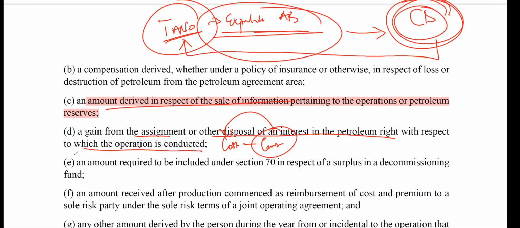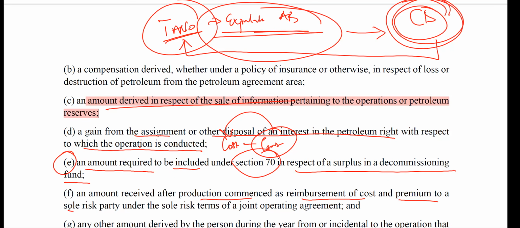Yes, sir. But look at the E part. It says an amount required to be included under section 70 in respect of a surplus in the decommissioning fund. So once there's a surplus, it shall be added to your income because it is treated as an income here and therefore will be taxed. Does that make sense? Good. Then we have an amount received after production commenced as reimbursement of cost and a premium to a sole risk party under the sole risk terms of a joint operating agreement.